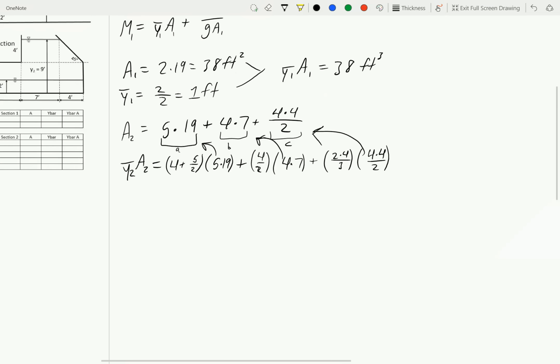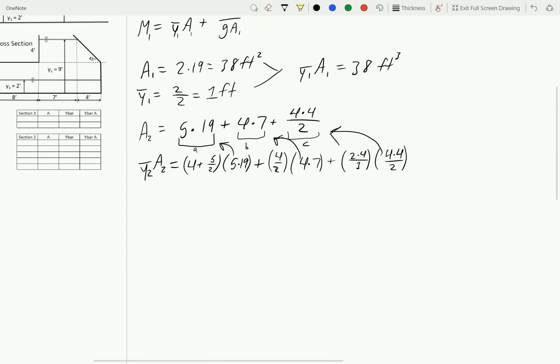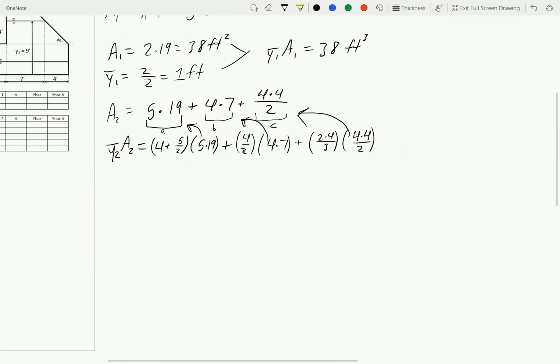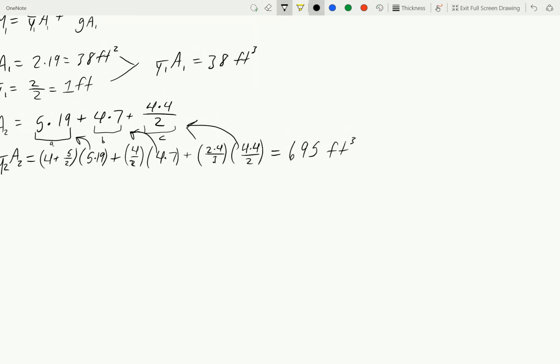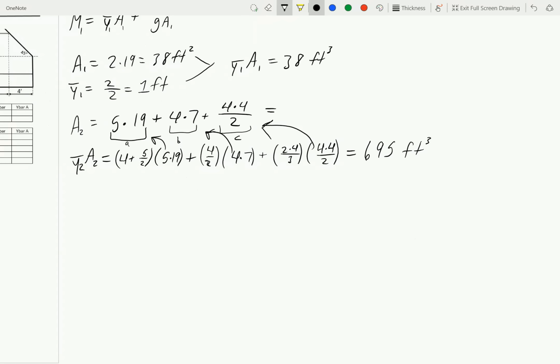and we get a final value for y bar 2 A2 to equal 695 feet cubed, and a value for A2, if you do all this math here, we get a value of 131 feet squared.